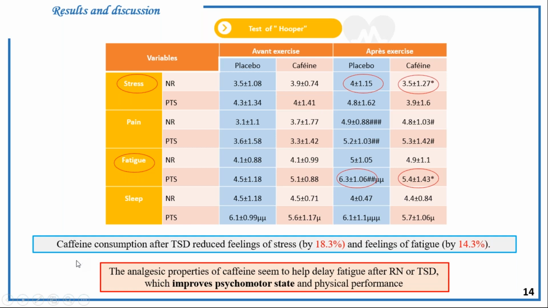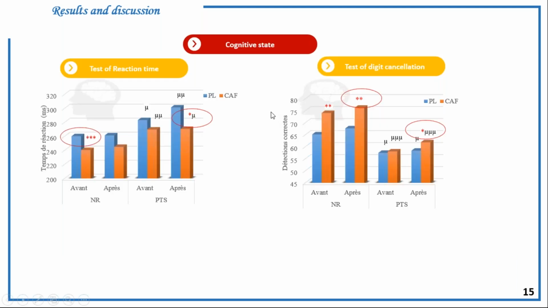We can say that the analgesic properties of caffeine seem to help delay fatigue after the reference night or TSD, which improves psychomotor state and physical performance. Now we pass to the cognitive state. We have two tests: the test of reaction time and the test of digit constellation of numbers.